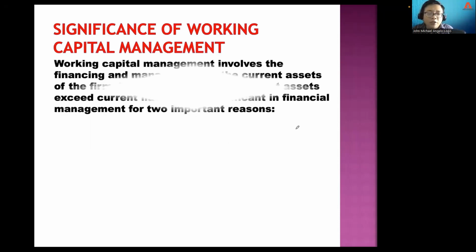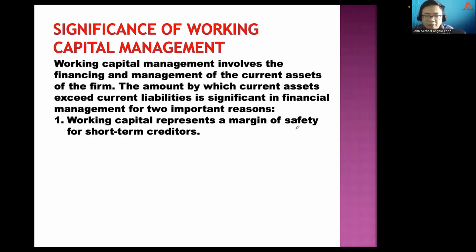All right. So, significance of your working capital management. Ba't kailangan natin magkaroon ng working capital management? All right. It represents the margin of safety for the short-term creditors. Diba? Consistent, no? When you say about working capital, it is your current assets and your current liabilities. It is more on your short-term creditors. Kaya nga, it is the margin of safety for your short-term creditors.